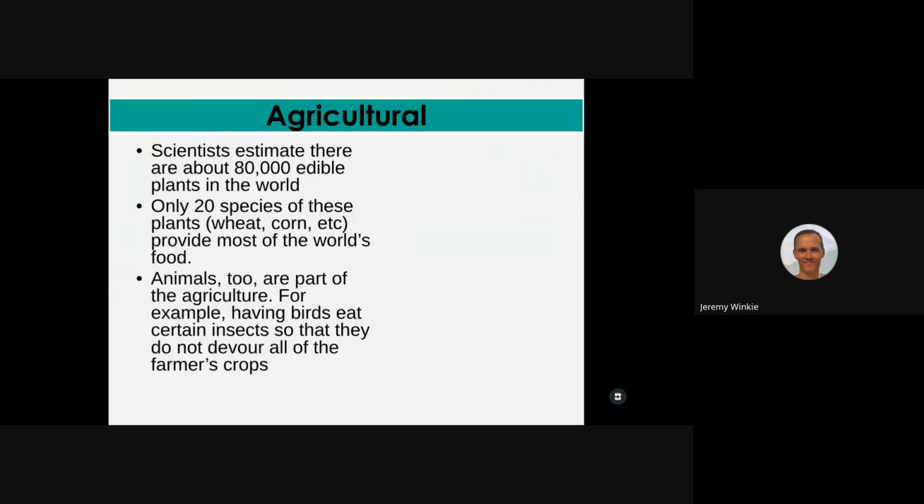So for agriculture, so there's about 80,000 edible plants in the world, and humans typically only rely on about 20 of those. And that also includes animals. So animals are considered part of agriculture.